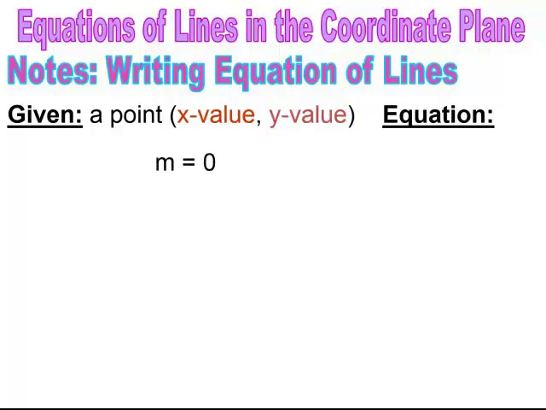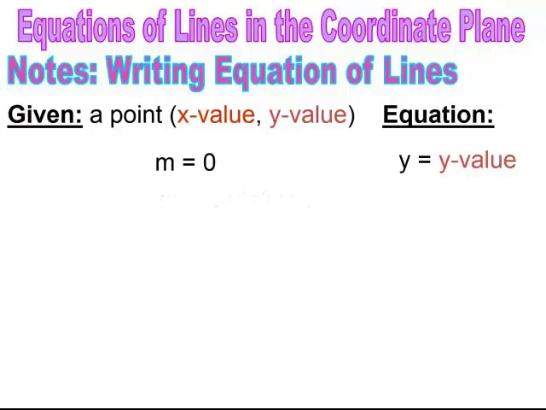Now what you need to know is when the slope is 0, it is a horizontal line, and when you have a horizontal line, the equation of the line is y equals whatever the y value is. So if we have a slope equal to 0, to write the equation of the line, it's going to be y equals, and you're going to look for the y value, and that's what goes into the y value spot.